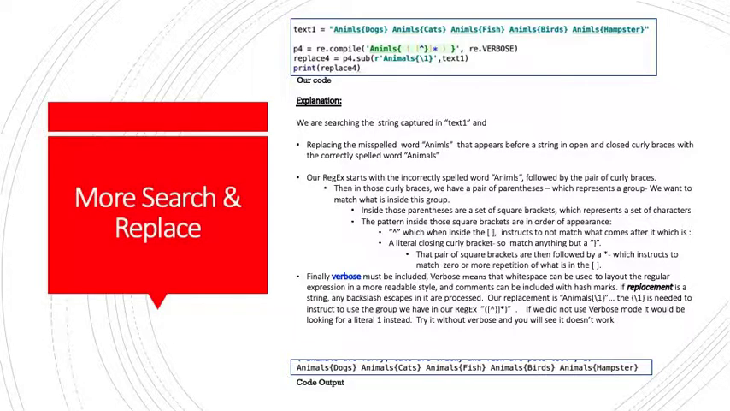If we did not use verbose mode, it would be looking for a literal one instead. So try this out for yourself, and you'll see, without verbose mode, it doesn't work. But with it, just as we have it constructed here, we see that our code output is exactly what we would expect. We're replacing the misspelled word animals with the right word animals, and you see it there.